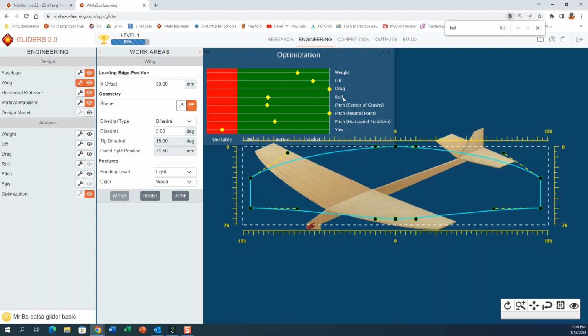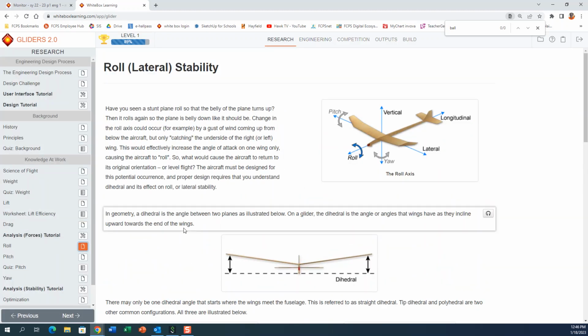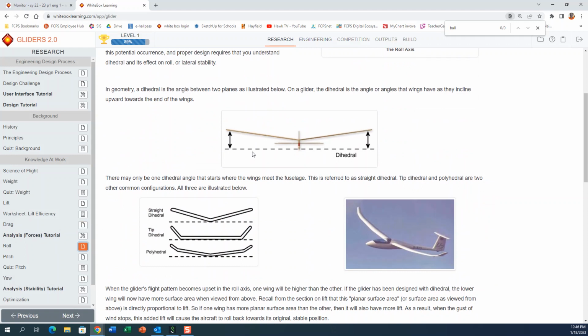Our next one to look at is roll. So what is roll? All right, back to the section. They'll give you a nice little description. Roll is the tendency of our plane, wingtip to wingtip, to kind of roll to the left or roll to the right and not fly straight and level, okay? And that is something that we need to control. If your plane is unstable and rolls to the left or rolls to the right really easily, it's very hard to control that plane.